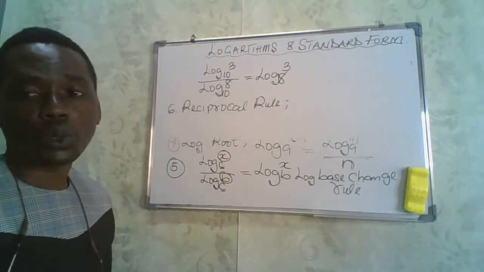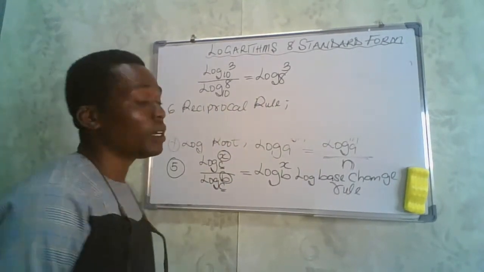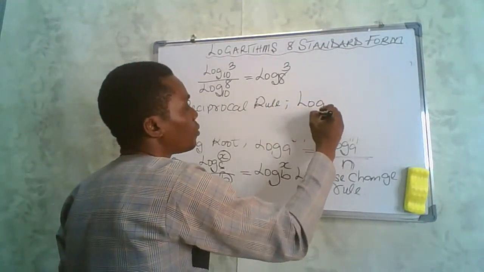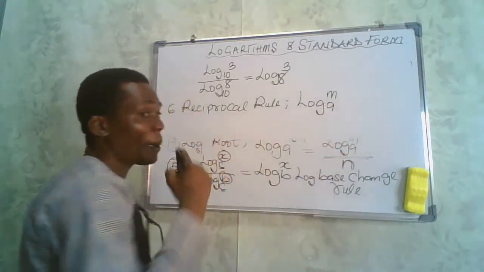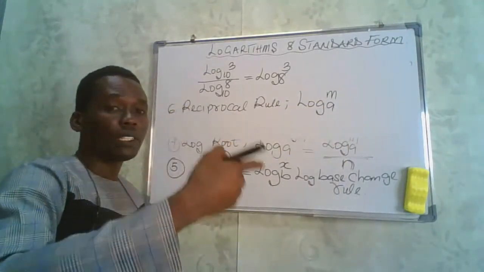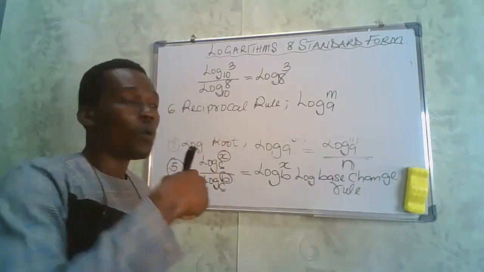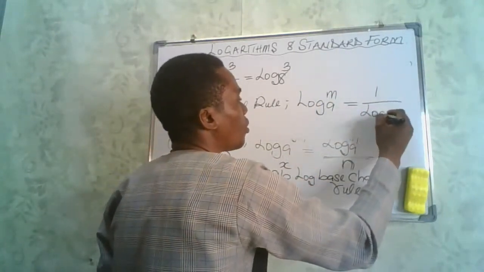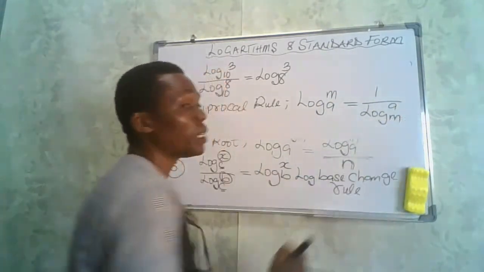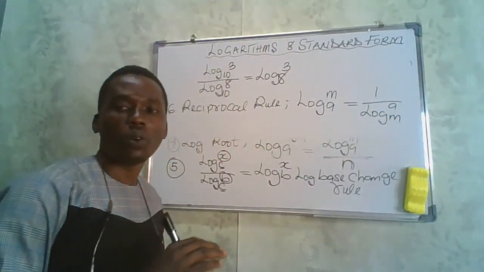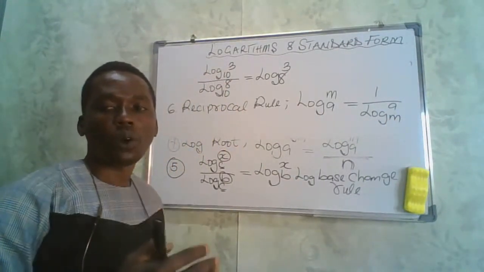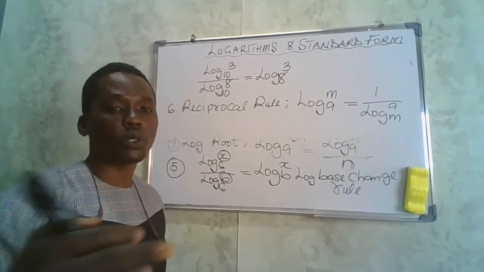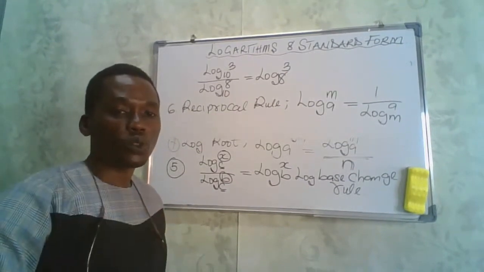Now, what is it about this rule? In this rule, if we have a given log like log of m base a, we can interchange the base and the logarithm when we take the reciprocal of it. And this will give us the log of a base m. That is what we typically call the reciprocal rule, or the switch. We call it the logarithm base switch rule.